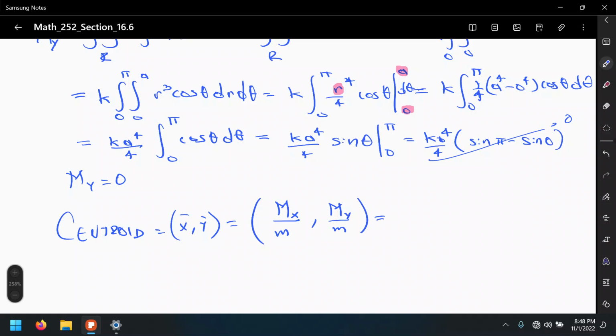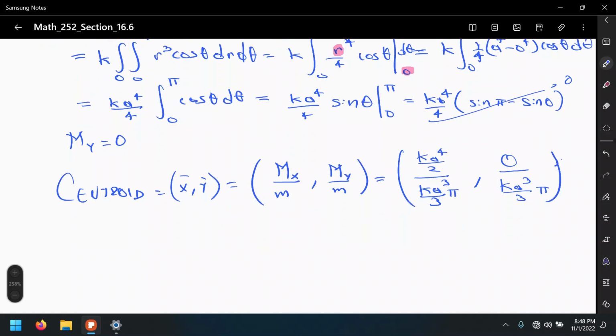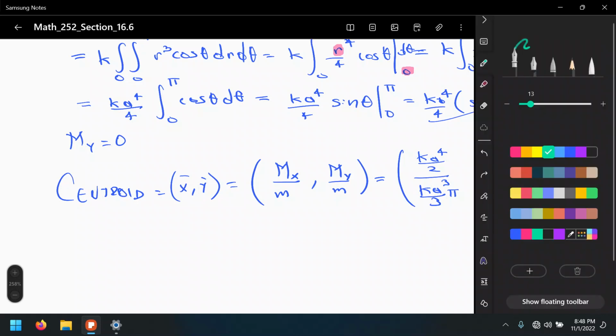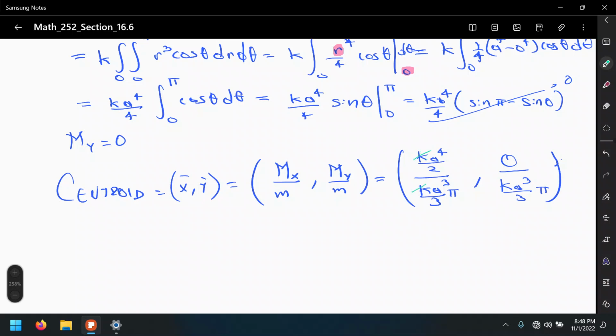What's the moment about x? What did we get? k a to the fourth over 2. And the total mass, what was the total mass? k a cubed over 3 times pi. And the moment about y is 0, so 0 over k a cubed pi over 3, and that y coordinate is going to be 0. From here we can cancel the k's, and a to the fourth over a cubed is a to the first power.